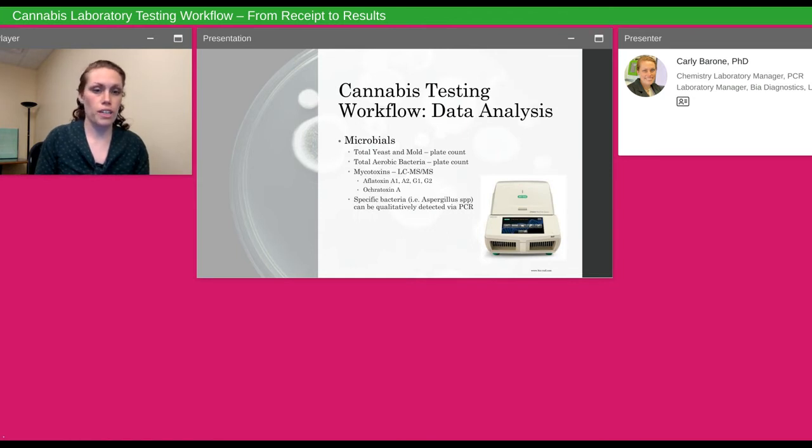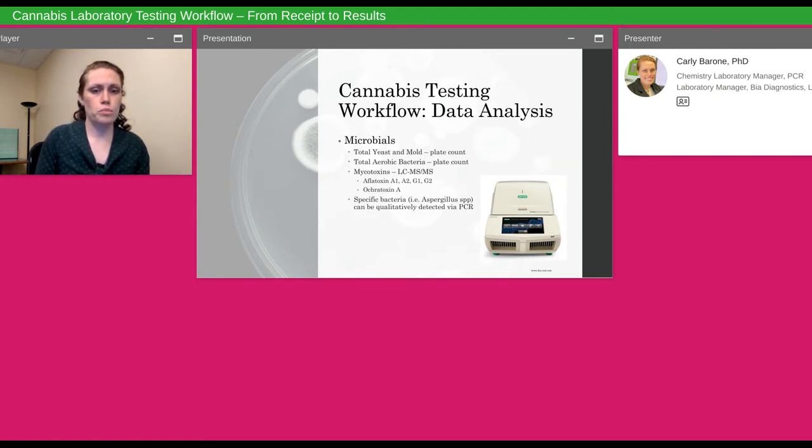We are also looking at mycotoxins. We use LC-MS to do this quantitatively, and on the LC-MS we can test for aflatoxins A1, A2, G1, G2, as well as ochratoxin A.